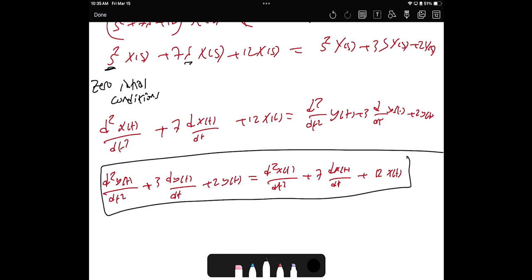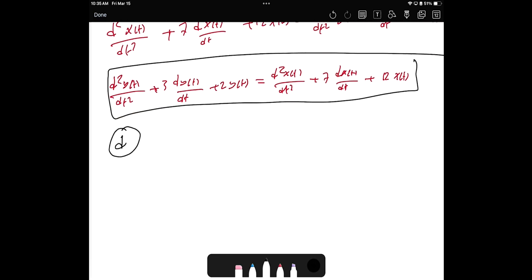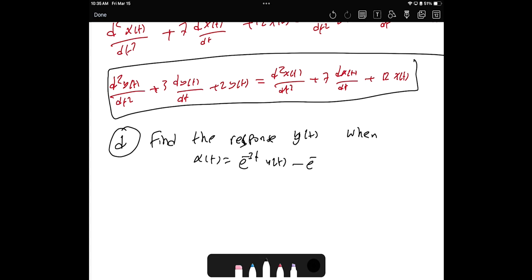Okay, is this clear? Any question? Let's go to part D. So part D, find the response y of t when x of t equals e power negative 3t u of t minus e power negative 4t u of t.